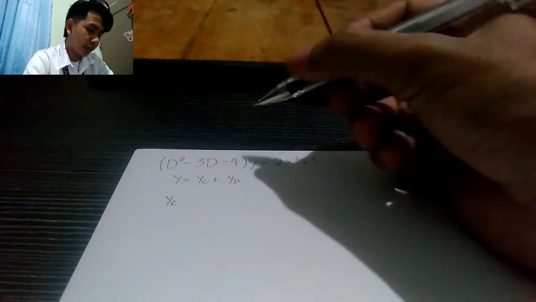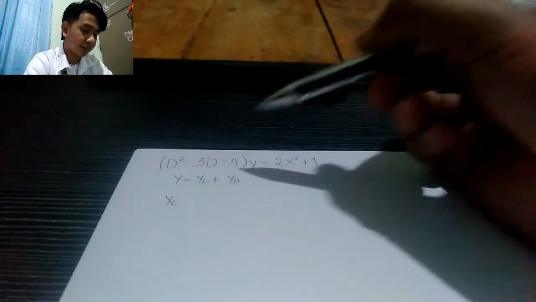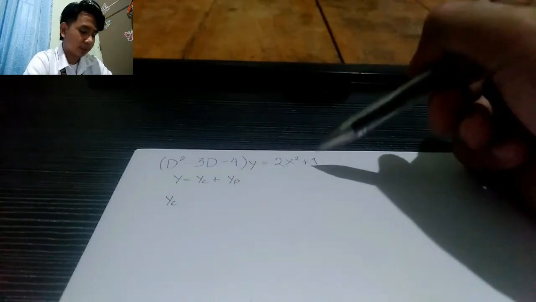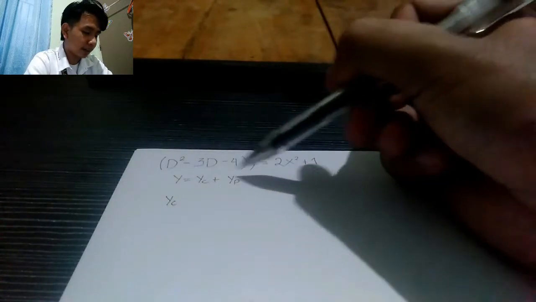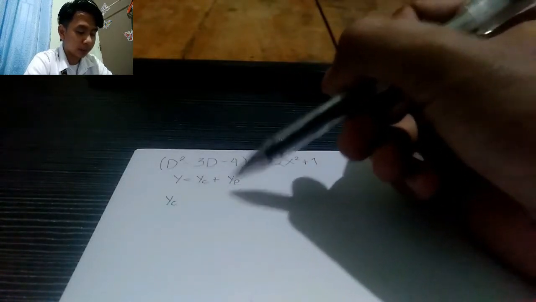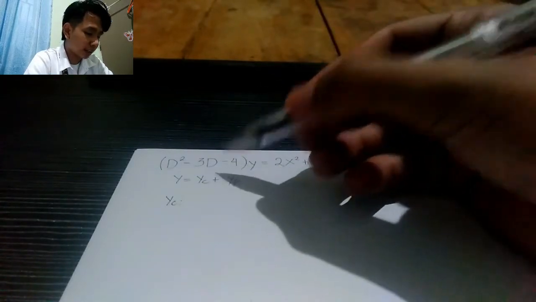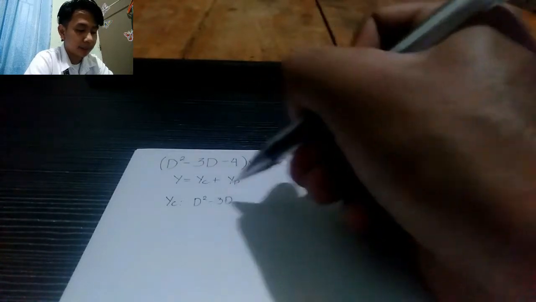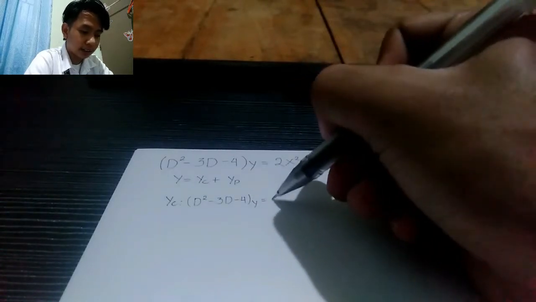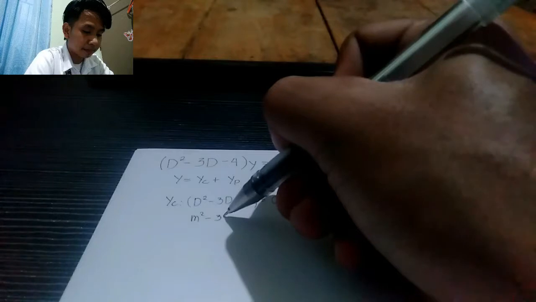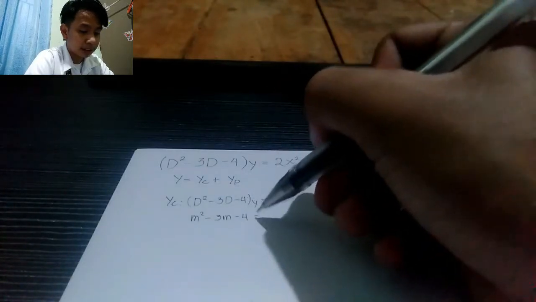So for our next example, we have D squared minus 3D minus 4 y is equals to 2x squared plus 1. So una sulat na natin yung formula. y is equals to y sub c plus y sub p. Una natin kukunin ay yung y sub c. Copy lang natin yung nasa left side. D squared minus 3D minus 4 y, then equate natin sa 0. Then palitan natin ng m yung mga D. m squared minus 3m minus 4 is equals to 0.